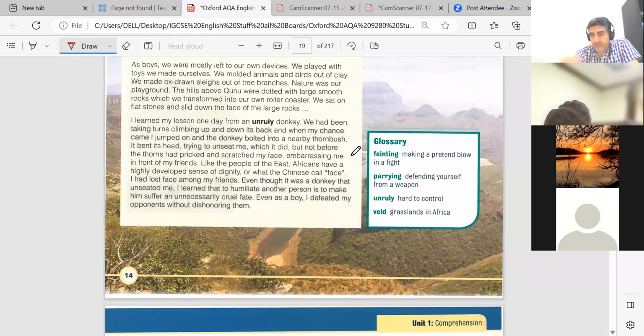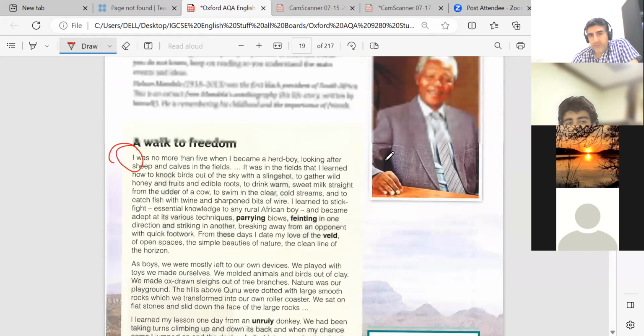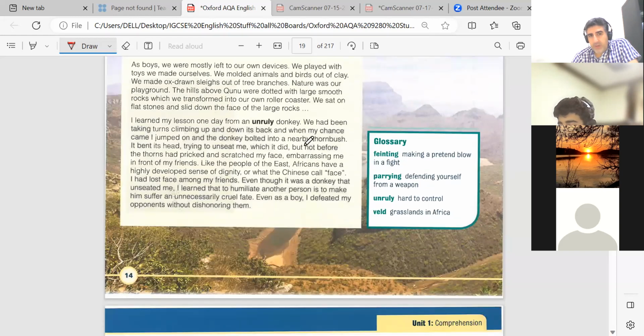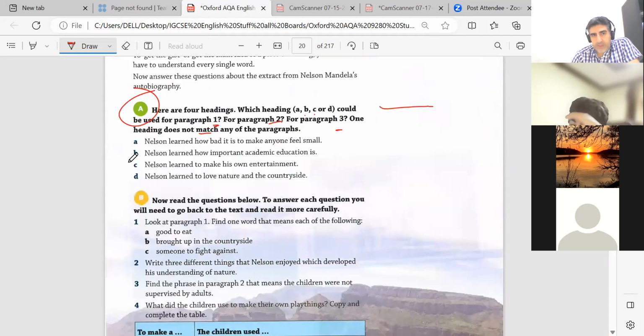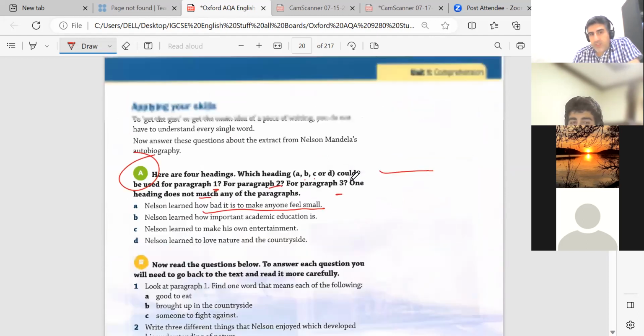Who can answer? Which paragraph? Paragraph 3. How did you know, Akram? You are right. How did you know? Last sentence: I defeated my opponents without dishonoring them. Wonderful, Akram. Excellent. Here, what happened? Akram read the statement, and what did he find? Look, Nelson learned how bad it is to make someone feel small. What does it mean, make someone feel small? This is what Akram mentioned.